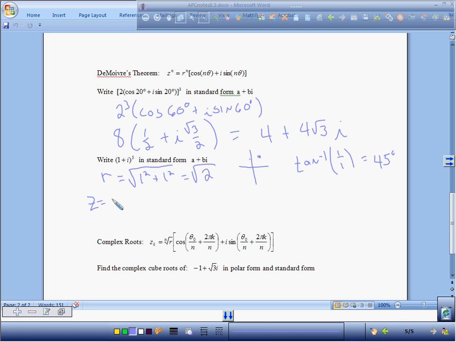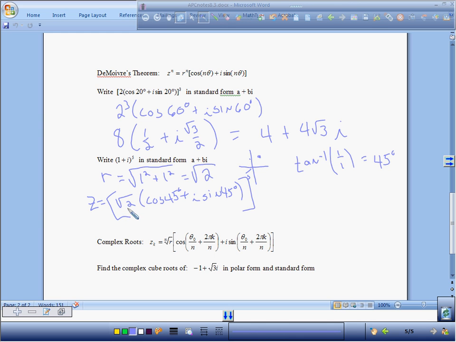So now I have this number, 1 plus i, written in complex form as z equals root of 2 times cosine 45 plus i sine of 45. But what I want to do with that is raise that whole thing to the 5th power. Okay? And I can use de Moivre's theorem to do that.